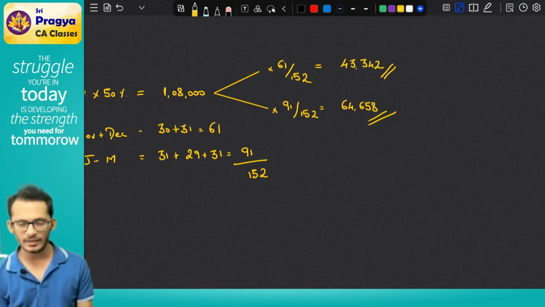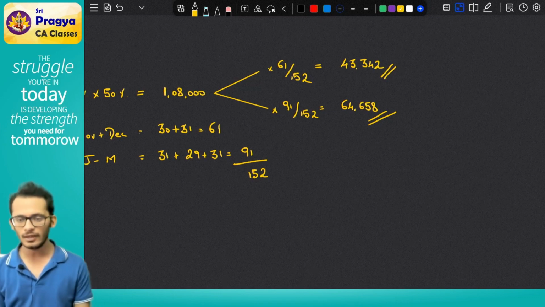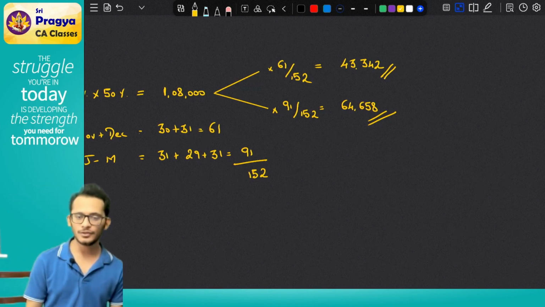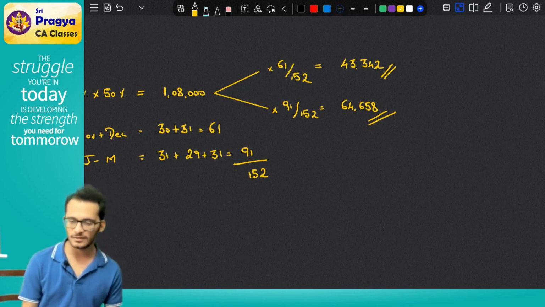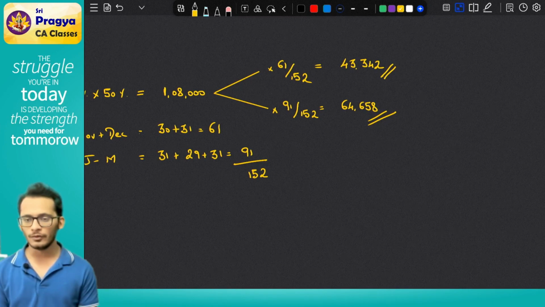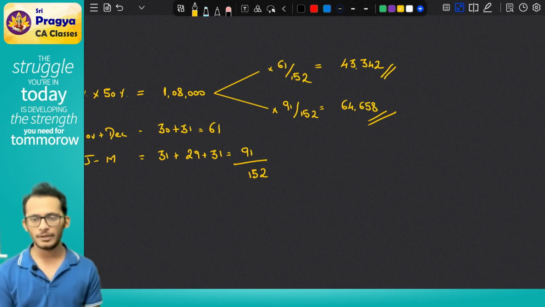This is how you do it in a case of reorganization. In case of a reorganization, you will compute the depreciation for the whole year and then proportionate the depreciation to each of the persons depending on the number of days they were putting the asset to use. Clear?